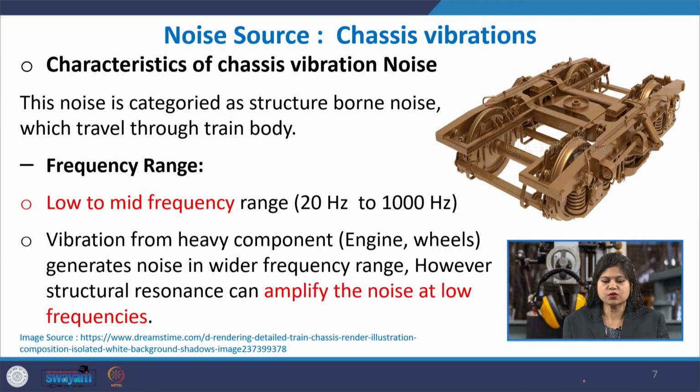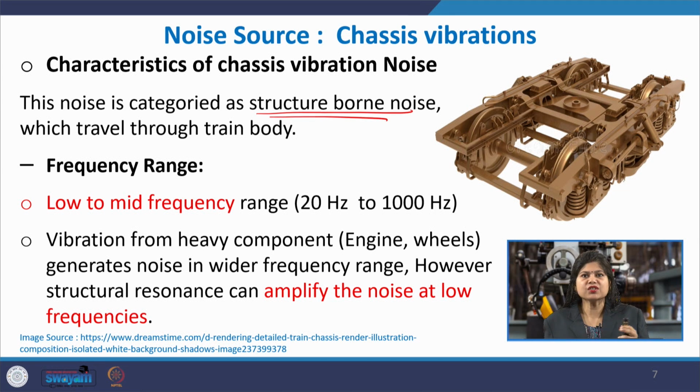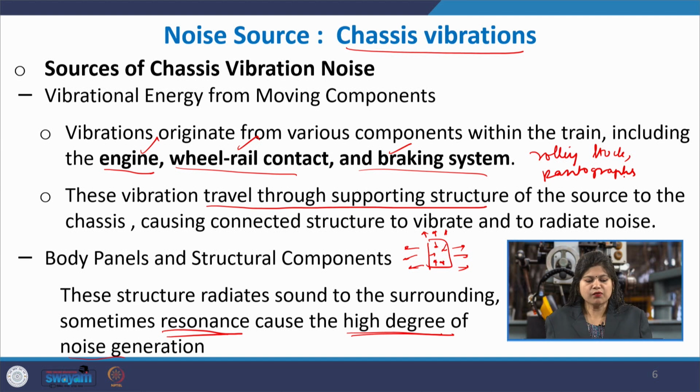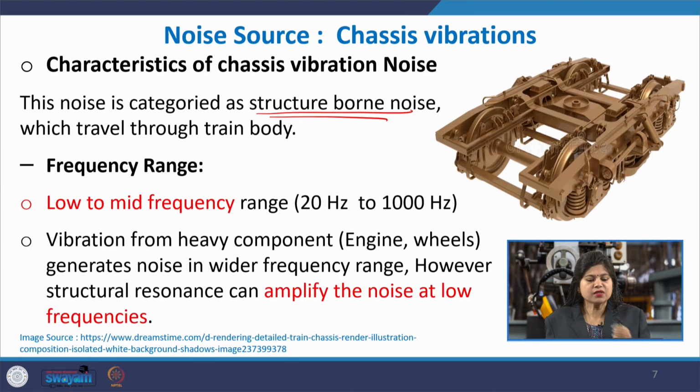What are the characteristics of this chassis vibration noise? The noise is characterized as structure borne noise, because it transmits in the form of vibrations in the chassis. Here the chassis itself is not the source. The source originally was these various components of the engines and the train, and because they were working, they started vibrating, and this vibration then flows into the entire train by passing through the chassis. So, it is a structure borne noise.